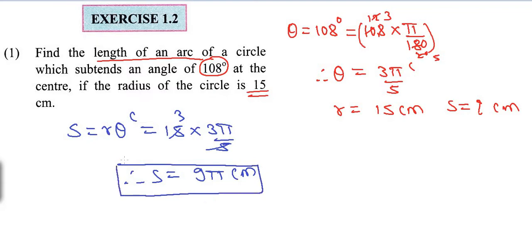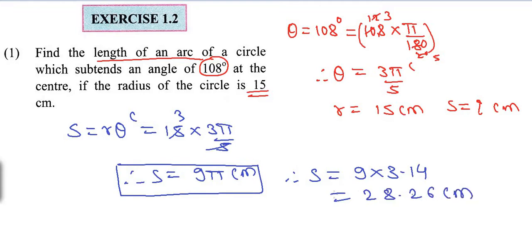If you want, substitute the value of pi as 3.14 and calculate it further. Therefore we get S is equal to 9 into 3.14. I'll write it directly now. 28.26 centimeter. So this is the final answer of length of arc of the circle.